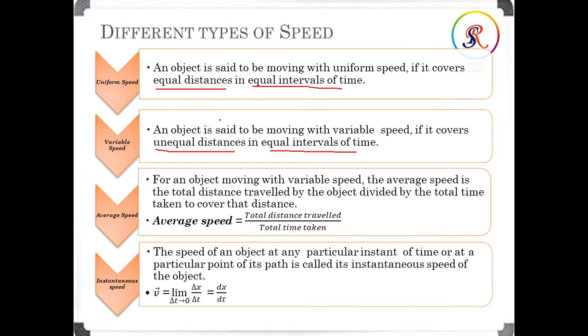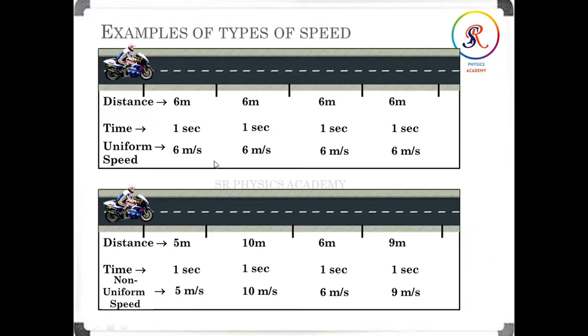Now we will discuss with an example. In the case of uniform speed, the bike covers equal distance in equal intervals of time. Each distance is 6 meters, 6 meters, 6 meters, and the time taken is 1 second. So in each 6 meter distance, it has taken 1 second. That means it is a uniform speed. Uniform speed means the object moves equal distance in equal intervals of time.